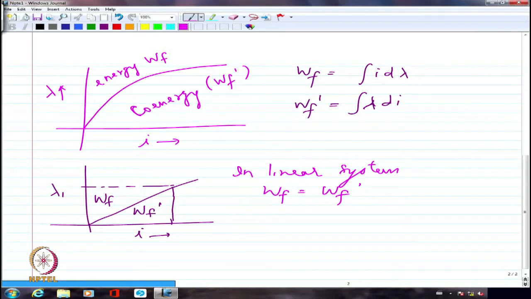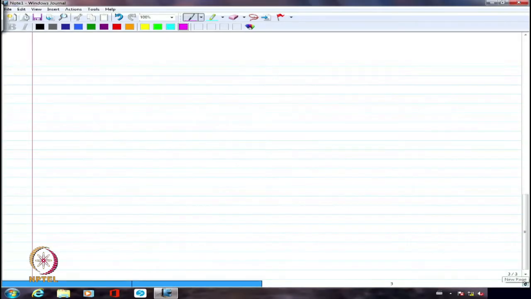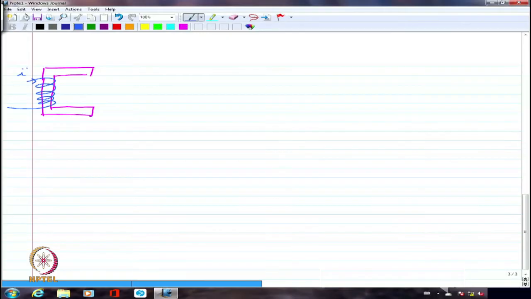After this we started considering a small movement. That's where we left off actually in the last class. So, let us again look at the system we had considered. This is the iron core, and I am going to have a current pass through this. So, the current is I.